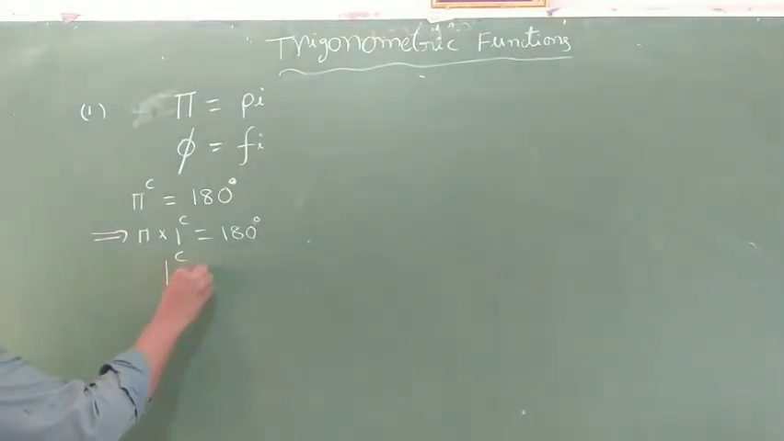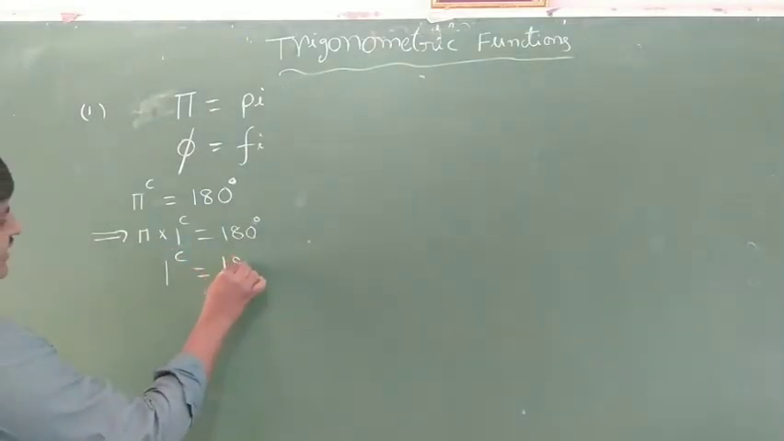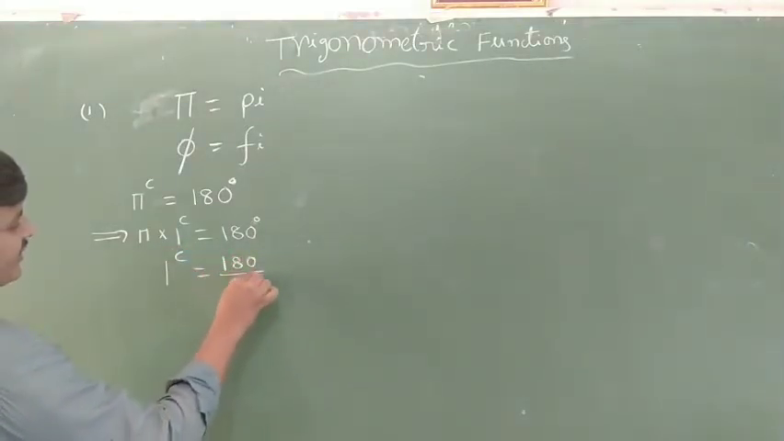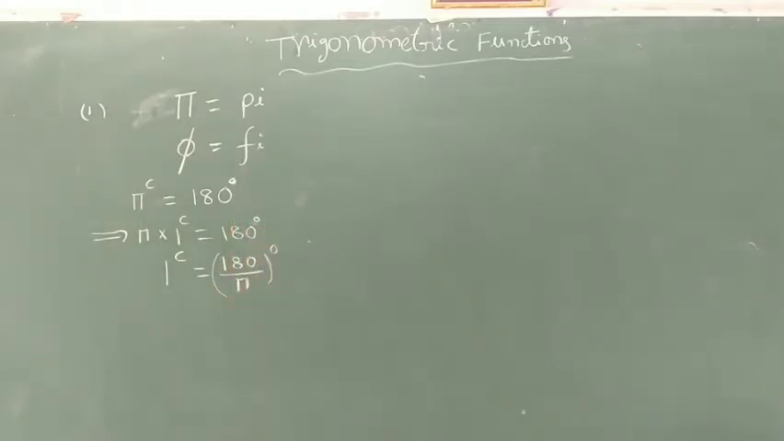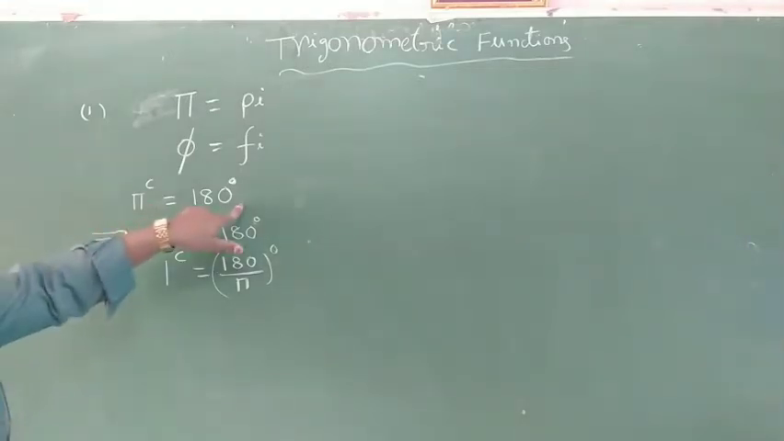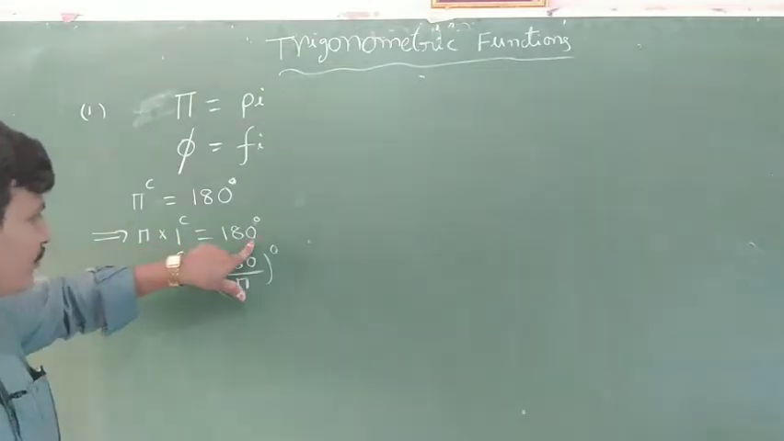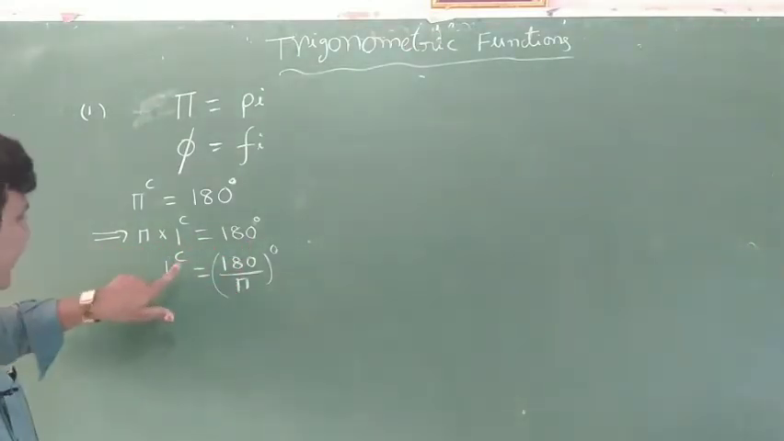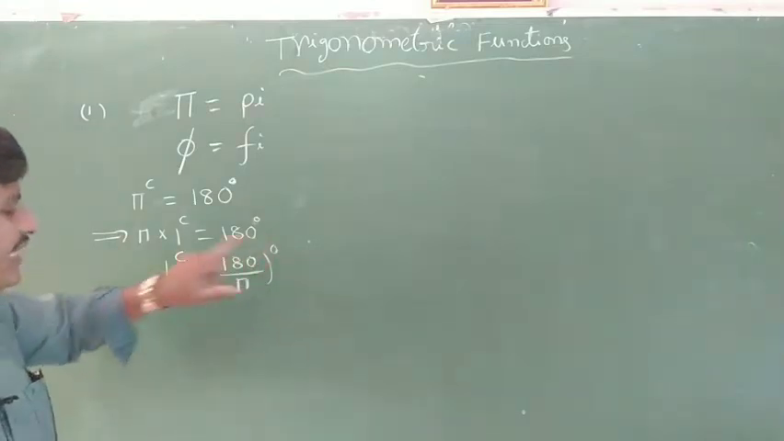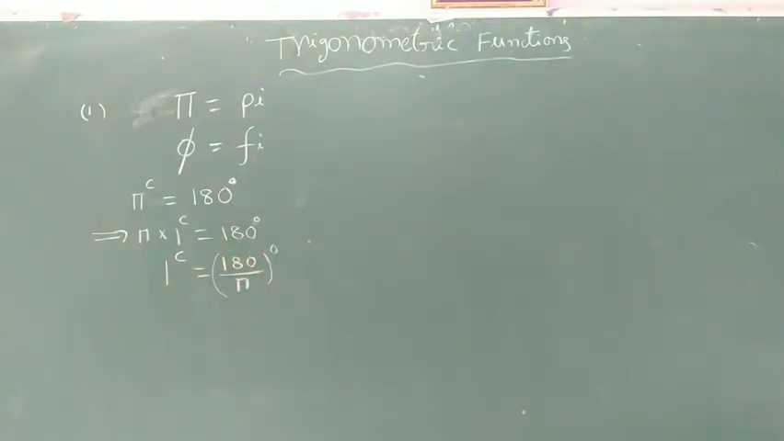So 1 radian is equal to what? 180 by pi degrees. Pi radians is equal to 180 degrees, so 1 radian is equal to 180 by pi degrees.